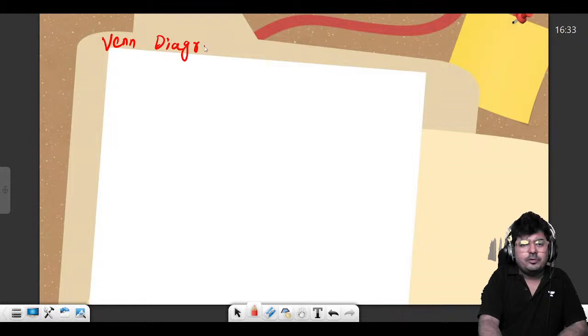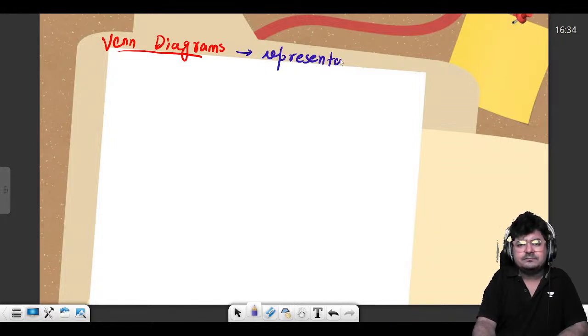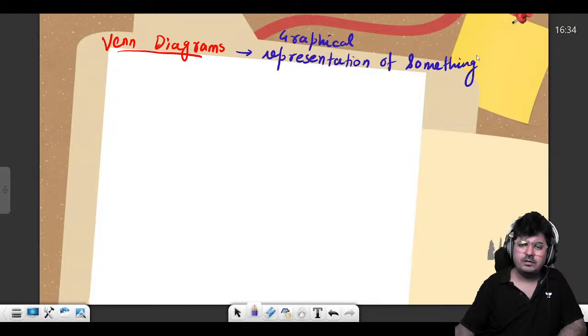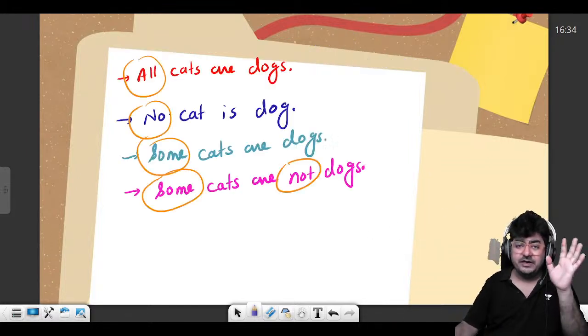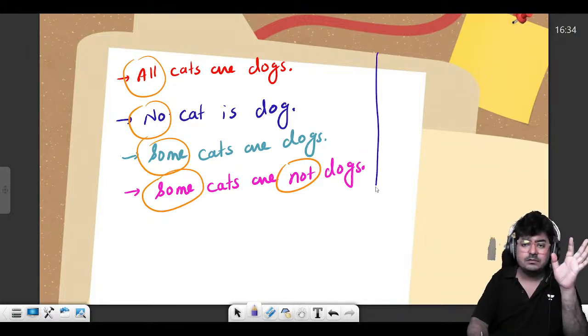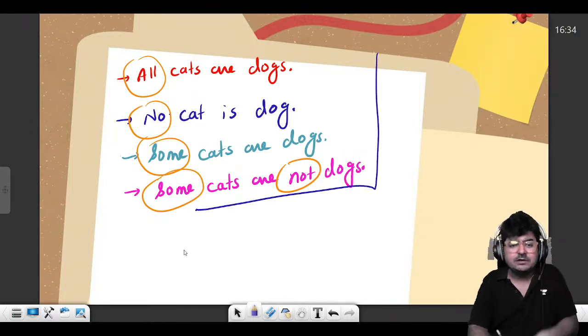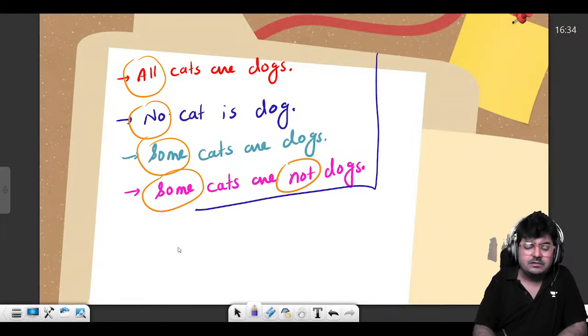A Venn diagram, I hope you understand what it is. In case any one of you has no idea, a Venn diagram is simply a graphical representation of something. And before we talk about the Venn diagrams, here you should know one more thing about syllogism.